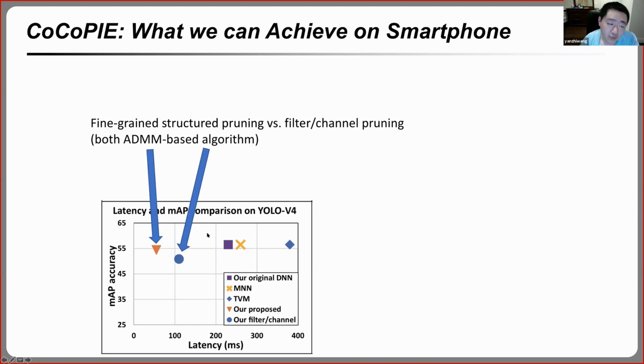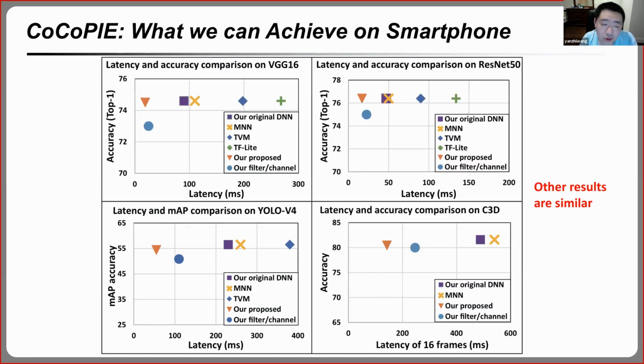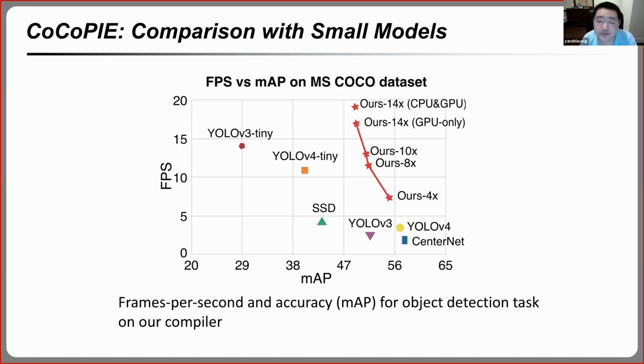Okay, with the previous filter channel pruning, both of them are working on an ADMM-based solution. We use the same solution, and we can see we can be faster simultaneously, and we got higher accuracy, because the filter channel pruning will get a significant accuracy loss if it's beyond 5-6 times overall compression. So we see the results, and the other results are also similar to this.